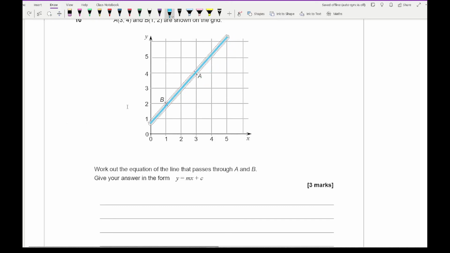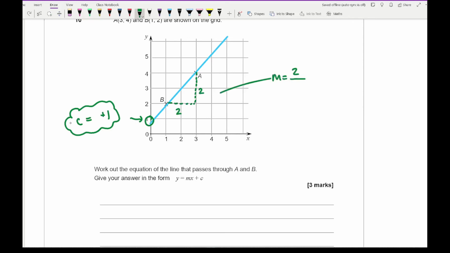And again, what you want to do is work out the gradient of that line and the y-intercept. So we can see that the y-intercept is at 1, even though my graph might suggest it's slightly below. So here we've got c equals positive 1. So what we then need to do is work out the gradient. So if I turn that into a right angle triangle, distance there is 2, 2. So here we've got m equals 2 over 2. And I know it's going to be positive because the blue line's going up. That's going to equal positive 1.